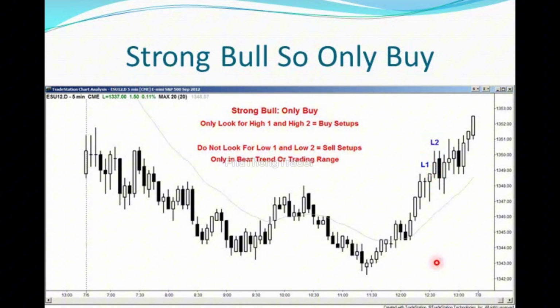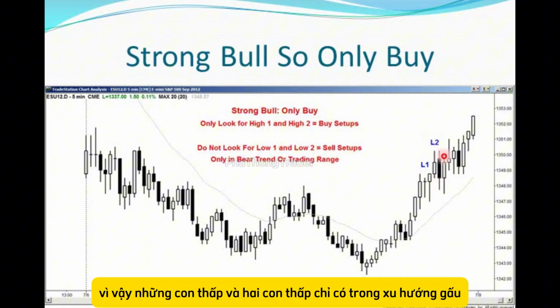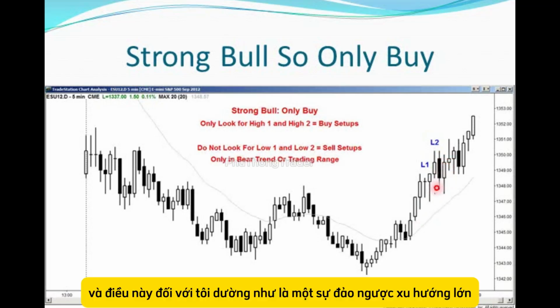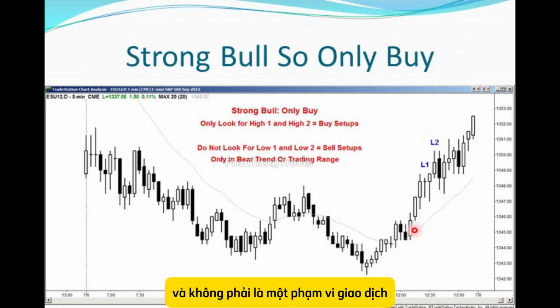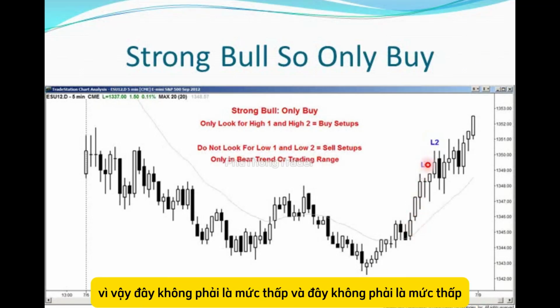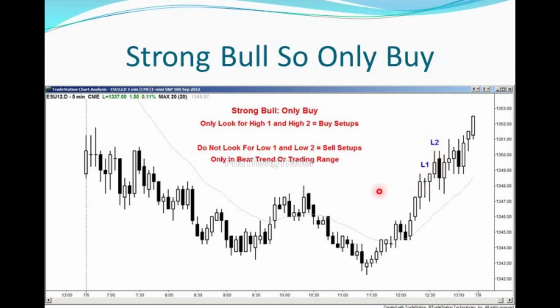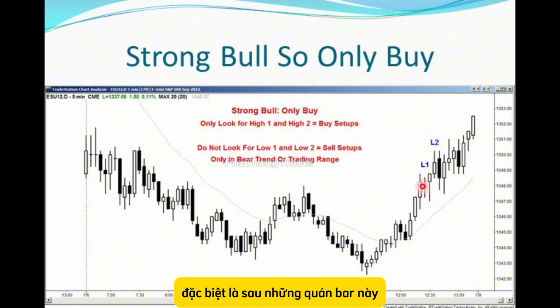So low 1s and low 2s are only in bear trends, not bull trends, or they're in trading ranges. And this appears to me to be a major trend reversal and not a trading range. So this is not a low 1 and this is not a low 2, and I would not be taking these shorts. Strong trend, especially after these bars, I think it's better to only look to buy.